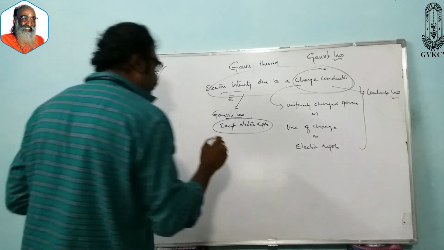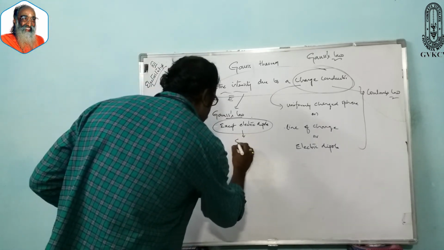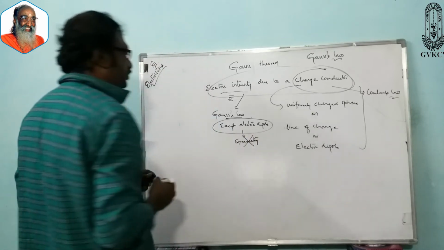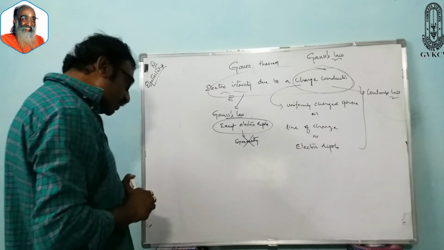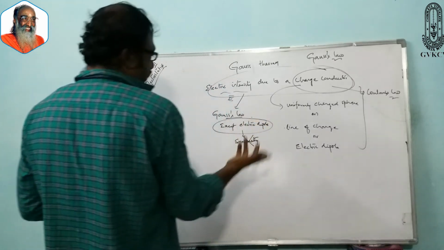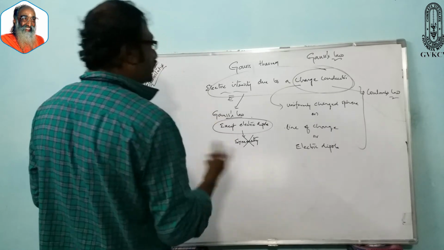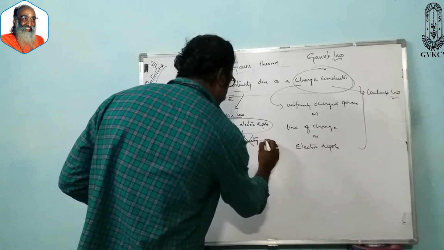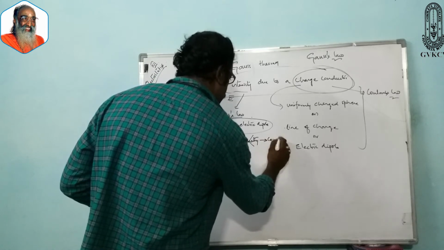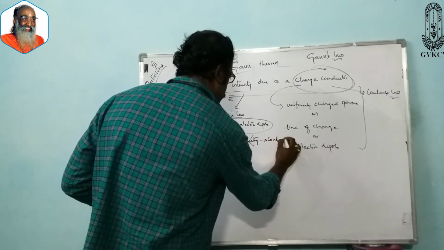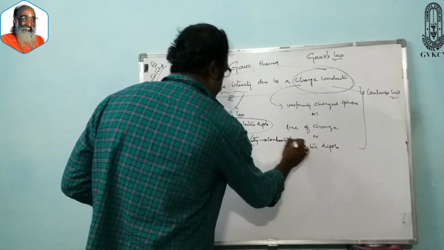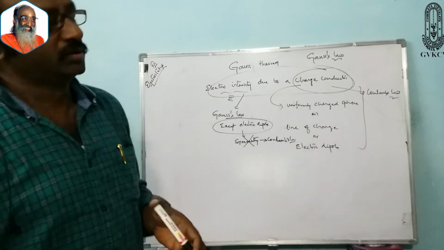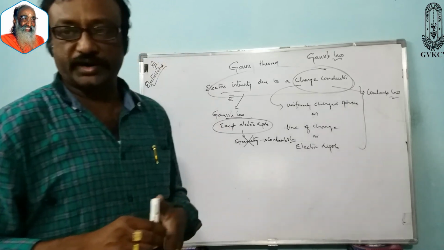Why it is not applicable for the electric dipole is that there will be no symmetry. Whenever the symmetry is not there, there is no other way, we have to go with Coulomb's law only. If symmetry is there, happily you can use this Gauss law and calculate the electric field intensity.